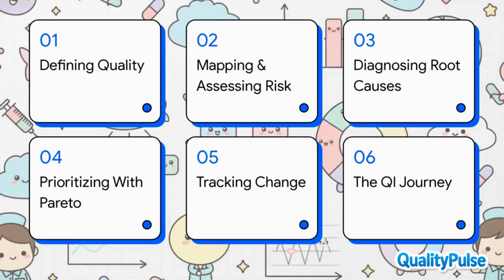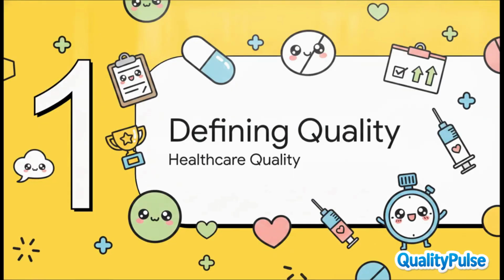So here's our roadmap for today. We'll start by defining healthcare quality. Then we'll map and assess risk. After that, we'll diagnose root causes, prioritize with Pareto, track our changes over time, and finally, bring it all together for the complete QI journey. Let's jump right in. Section 1.